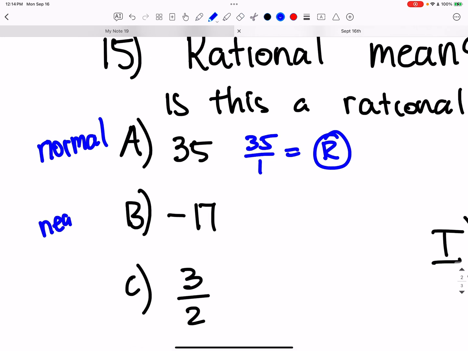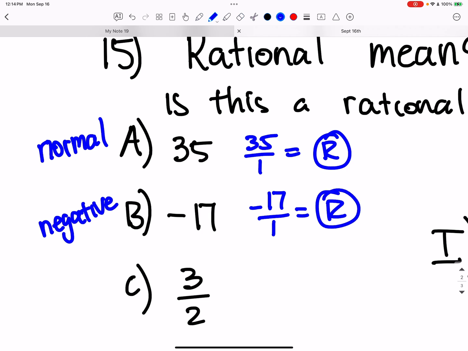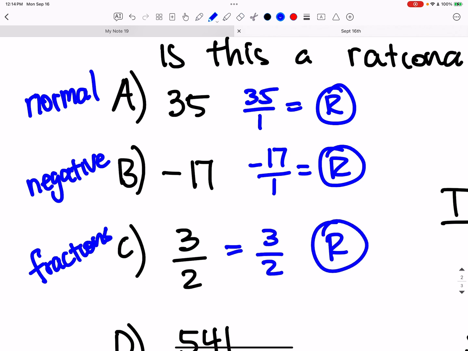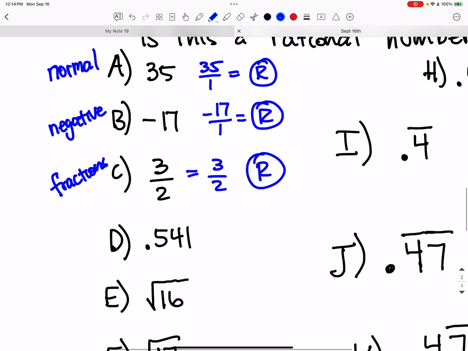What about negative numbers? Same thing. I'm just going to put a 1 on the bottom. And look, I made it a fraction. It's rational. It's fractional. What about fractions? Are those rational? Can you turn a fraction into a fraction? Yeah, it's already a fraction. That's rational. All right, what about decimals?